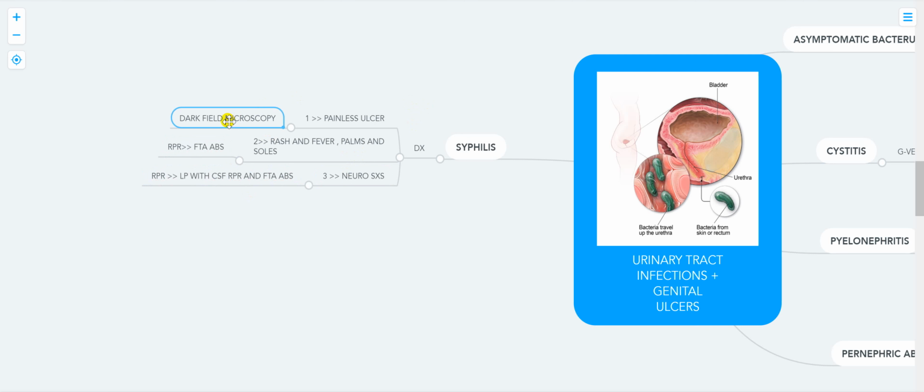How do you treat it? If it's primary, you give penicillin IM 1 time only. If it's secondary, then you give penicillin IM once a week for 3 weeks. If it's tertiary, then you give penicillin IV for 14 days.